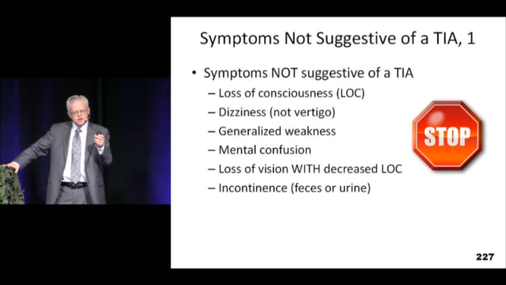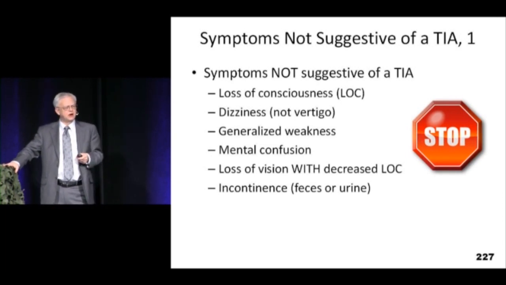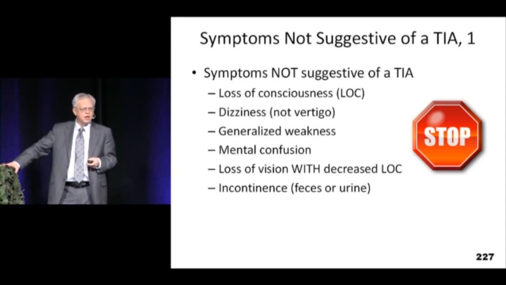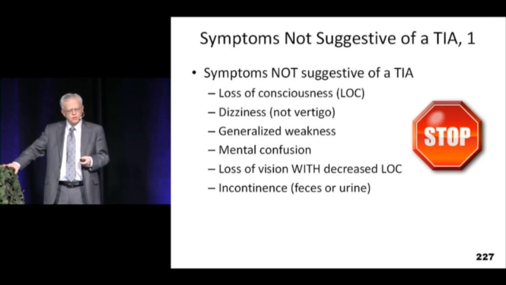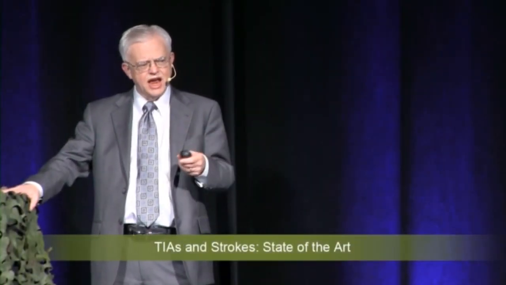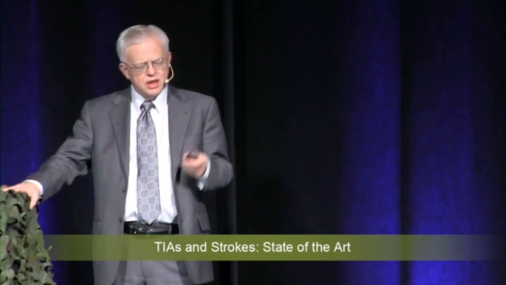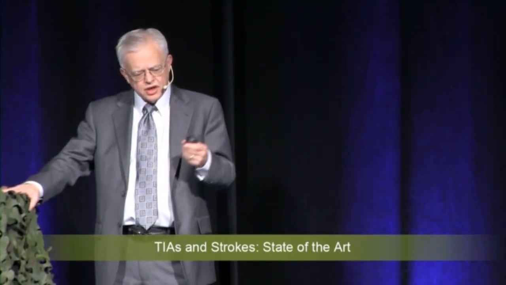Now, there are findings which are not suggestive of a TIA. What are those? If you ever lose consciousness, that means both sides of the brain were involved. It's unlikely that was a TIA. That was more likely your ventricular fibrillation that cleared itself. You've got a loss of blood supply to both sides of the brain. Certain kinds of vertigo, or certain kinds of dizziness, not vertigo, but drop attacks. Some people call dizziness drop attacks.